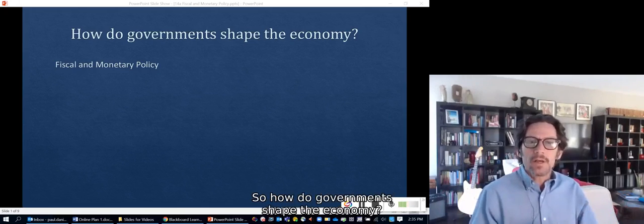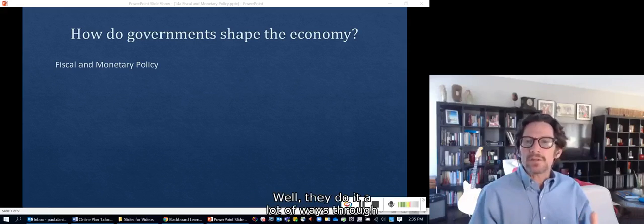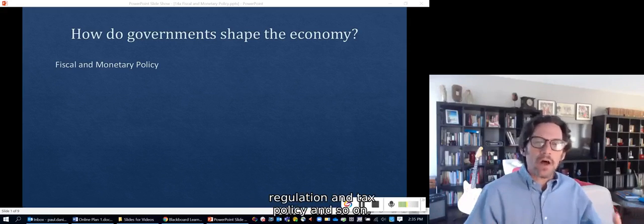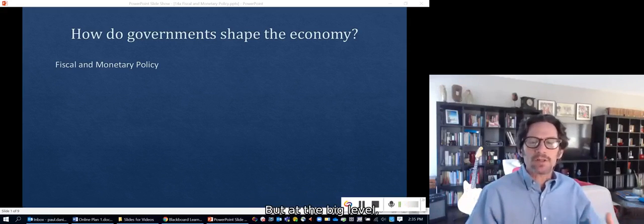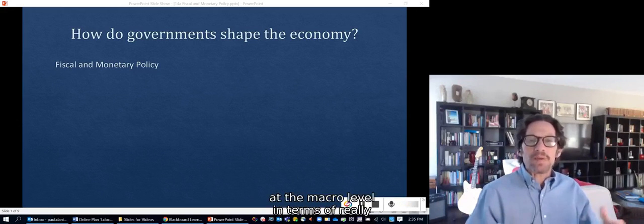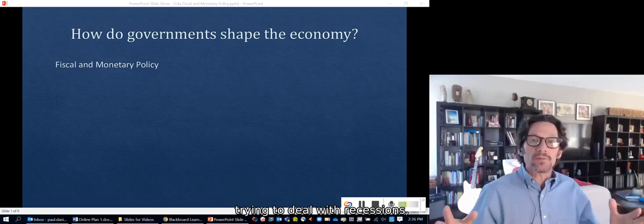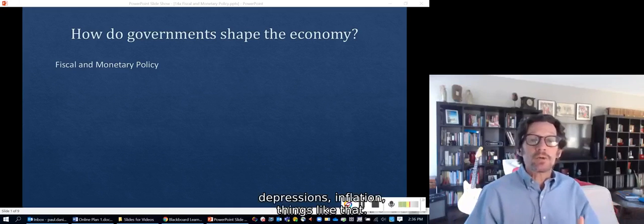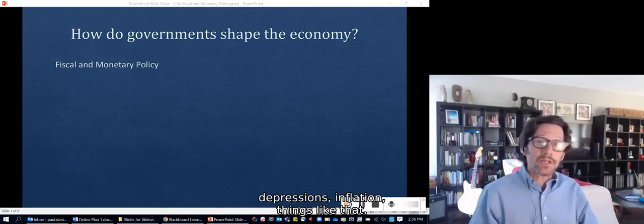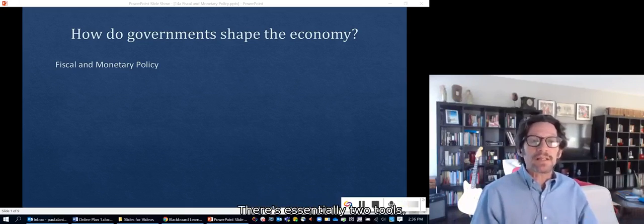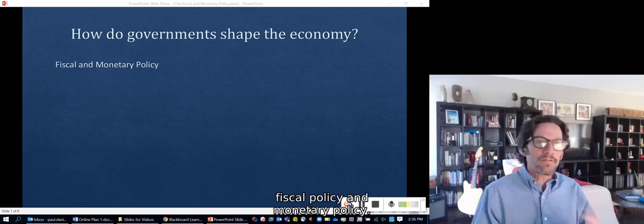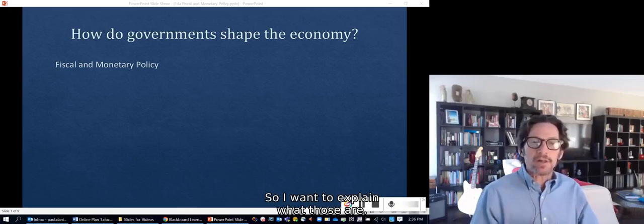So how do governments shape the economy? Well, they do it a lot of ways through regulation and tax policy and so on. But at the big level, at the macro level, in terms of really trying to deal with recessions, depressions, inflation, things like that, there's essentially two tools: fiscal policy and monetary policy. So I want to explain what those are.